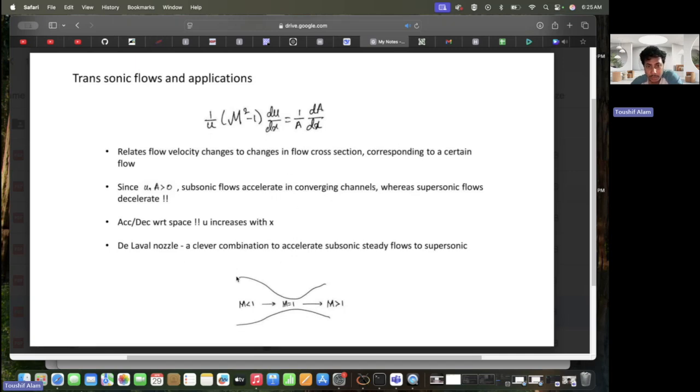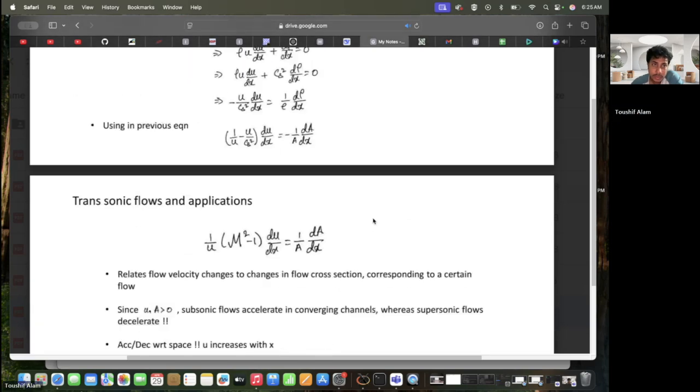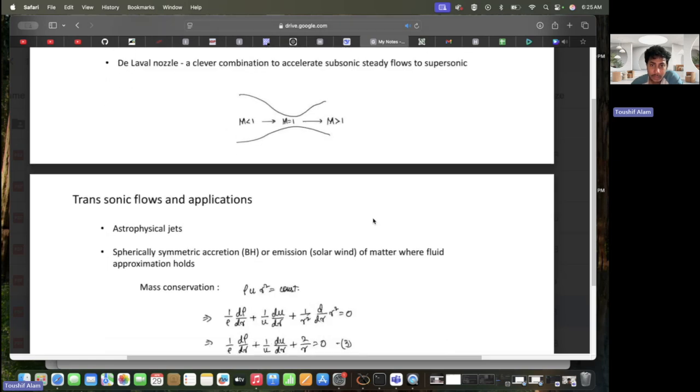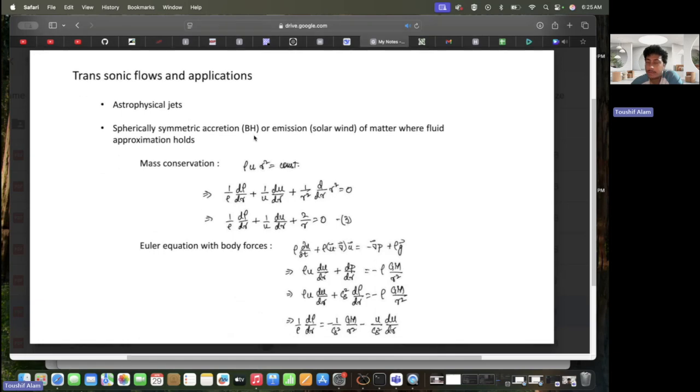So with this kind of area changing scenario, we can transform subsonic flows to supersonic. Continuous transition from subsonic to supersonic flow: how can transonic flows be generated? Transonic flows have applications in astrophysical jets. In astrophysical jets, we see this kind of flow when the flow is getting supersonic.